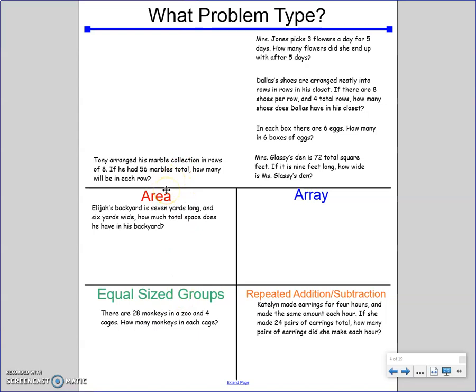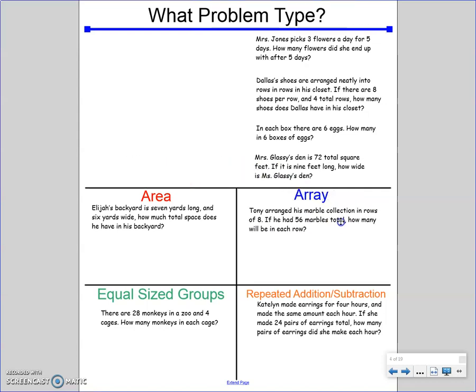What about this next problem? Tony arranged his marble collection in rows of 8. If he had 56 marbles total, how many will be in each row? Right away, my ear is hearing that word rows. So I know if I'm putting physical items like marbles into rows with the same number in every row, it's clearly an array problem.